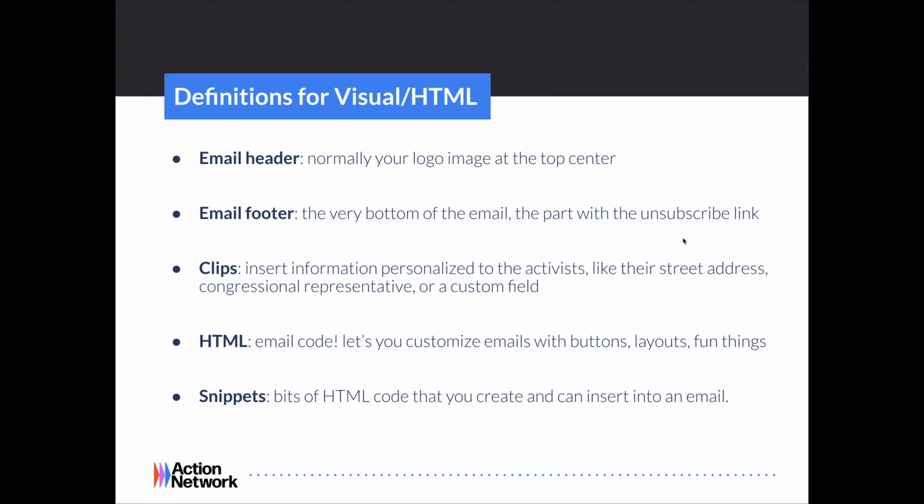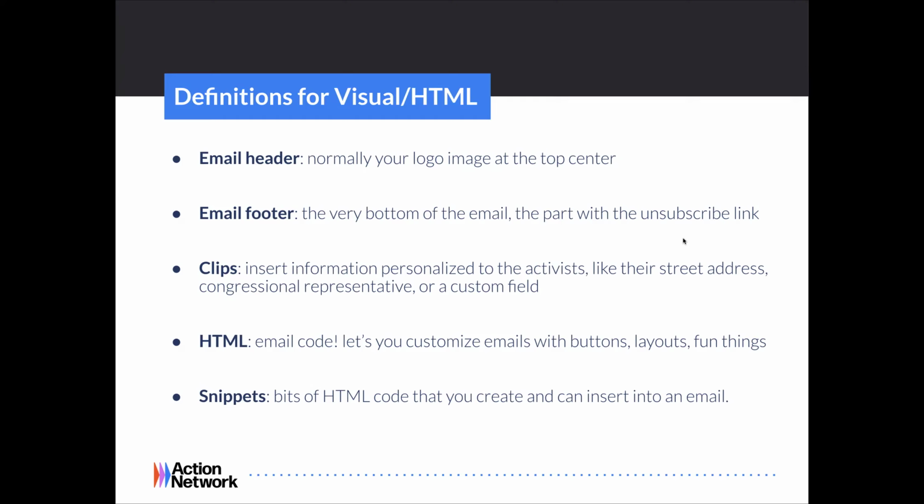Next, we have clips. Clips allow you to insert personalized information based off the data you have in Action Network. So you can insert someone's street address, their name, even the value in a custom field. And you can actually use Liquid with clips to add conditional text. So you can say, if someone has this tag, add this paragraph. If they have a different tag, add another paragraph. So it really allows you to hyper-personalize emails. And don't worry, as we use these words in the training, they will make a lot more sense.